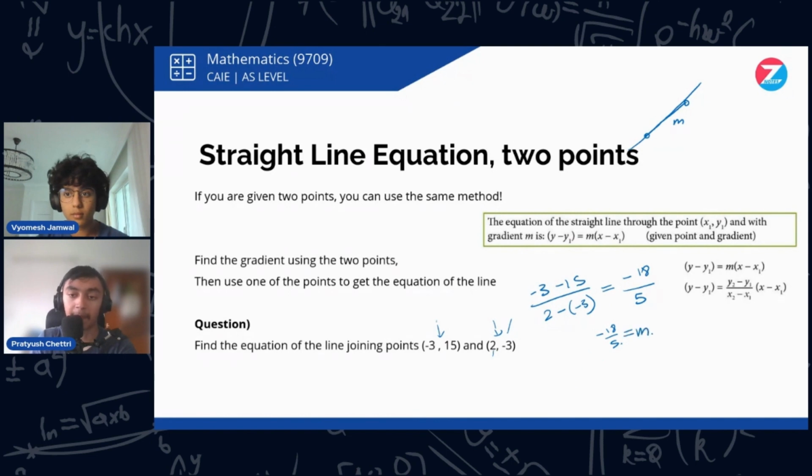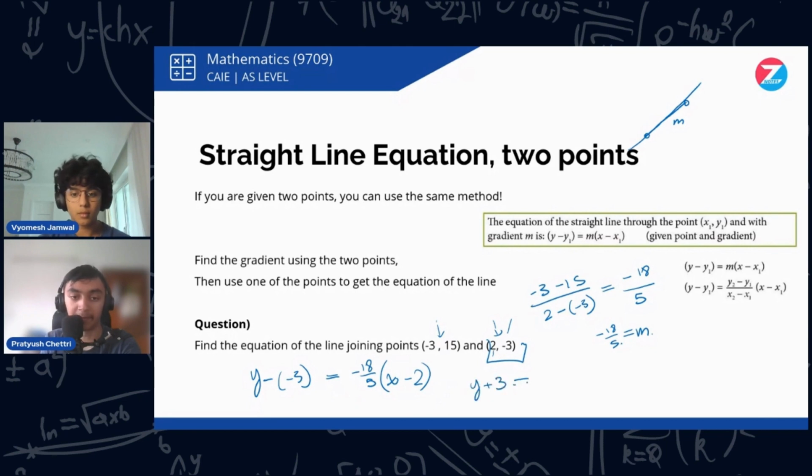That's our m. And now we're going to put that into one of these equations. So I'm going to do y minus, I'm going to use this one. Y minus minus 3 equals gradient 18 over 5 times x minus x1, which is 2. Simplify that out. Y plus 3 equals minus 18 over 5 x minus plus, actually.